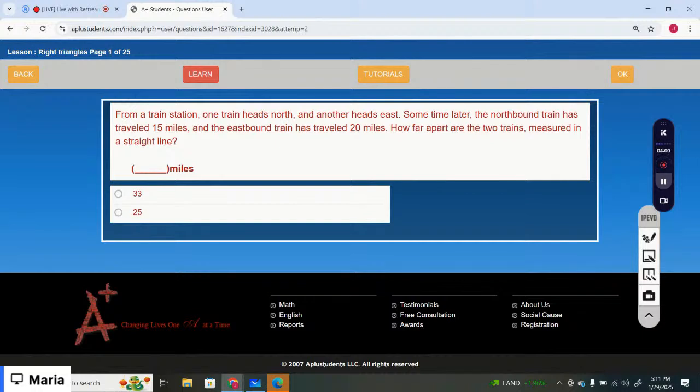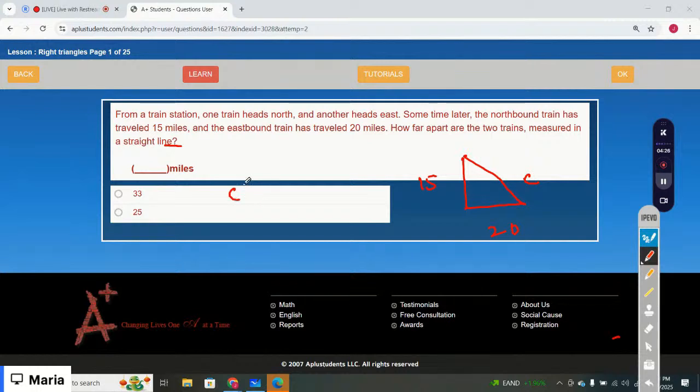For a train station, one train heads north and the other heads east. Sometime later, the northbound train has traveled 15 miles and the eastbound has traveled 20 miles. How far apart are these two trains? One is 15 miles and one is 20 miles. You have to calculate how far apart they are. So you have to evaluate C square equals A square plus B square. 20 square plus 15 square, right?